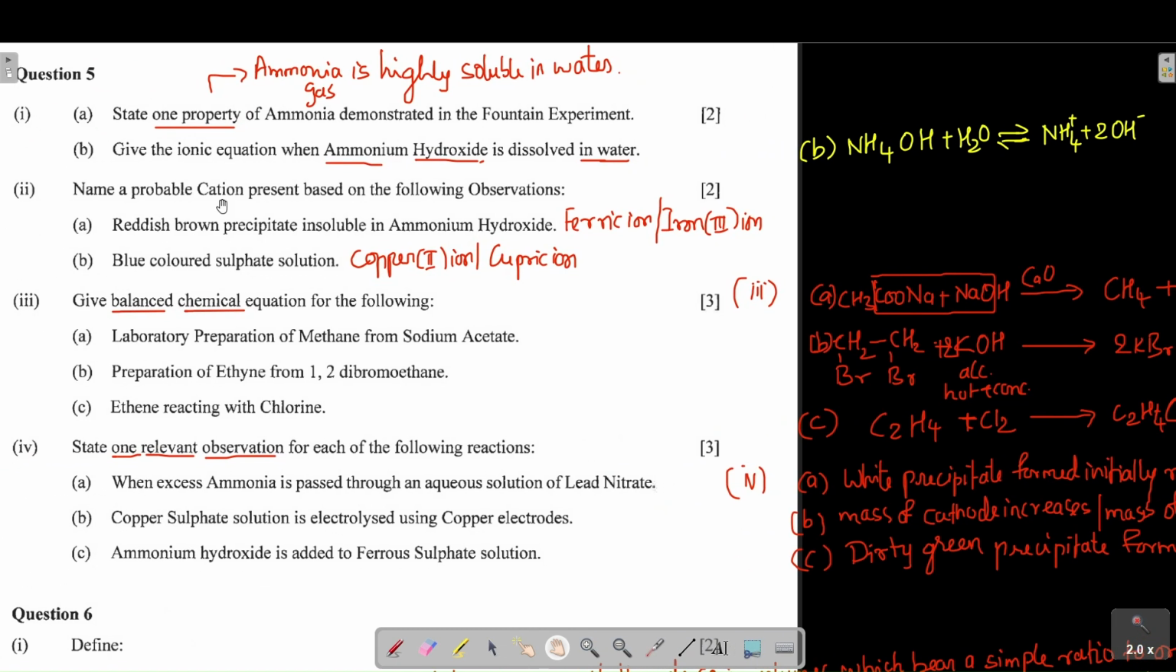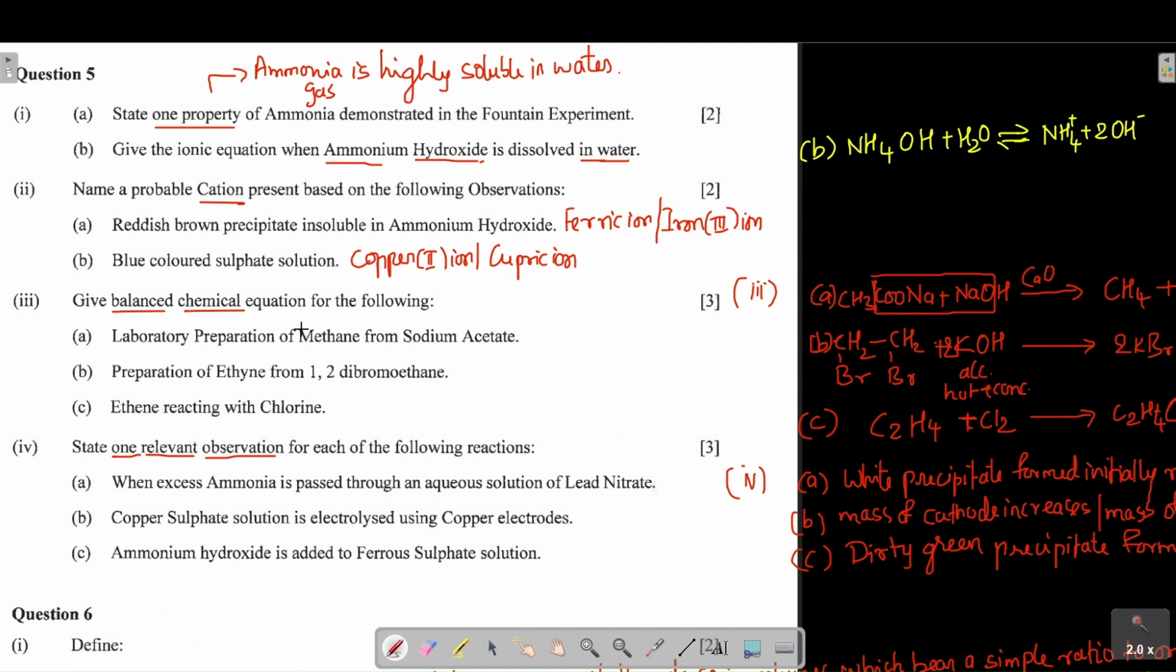Name a probable cation. Cation is what? Positively charged ion. Reddish brown precipitate insoluble in ammonium hydroxide. We know Fe3+ ions will give reddish brown precipitate with ammonium hydroxide. So it should be ferric ion or iron 3 ion. Blue colored sulfate solution. Usually copper containing compounds are blue in color. So its solution is blue, means it is copper 2 ion or cupric ion, not copper 1.